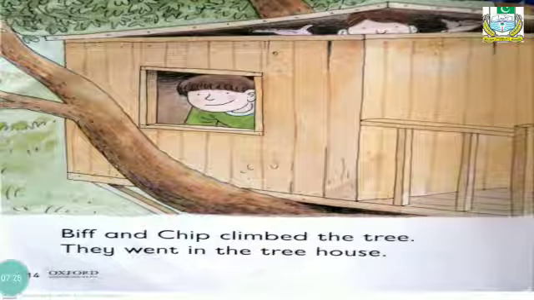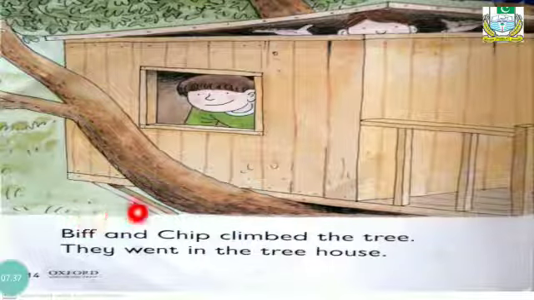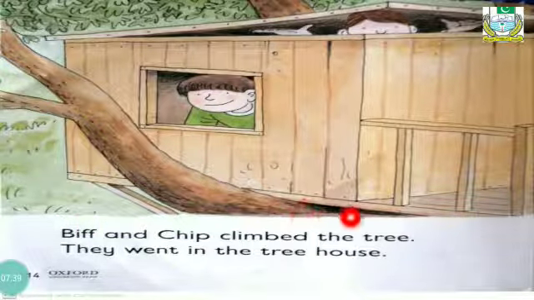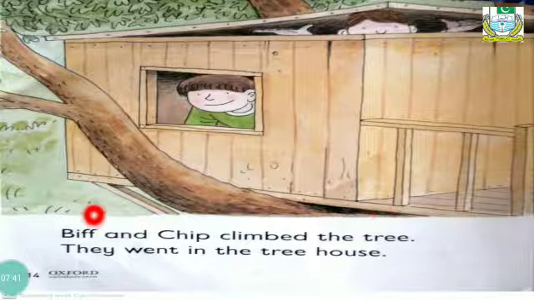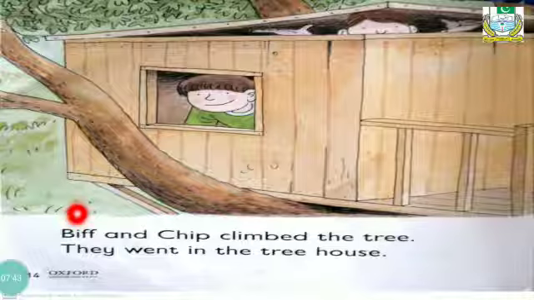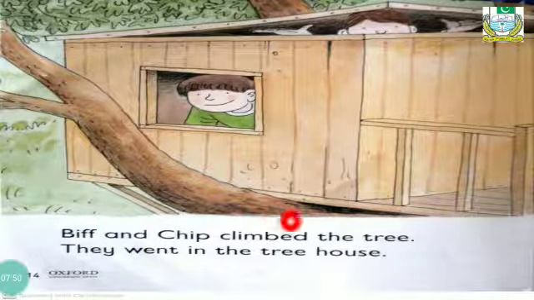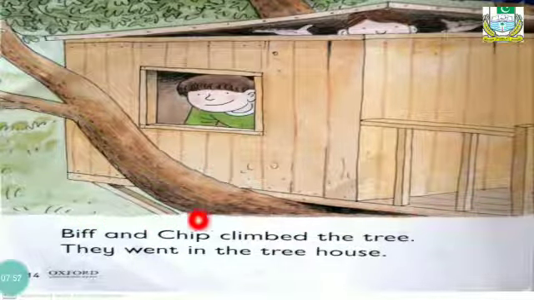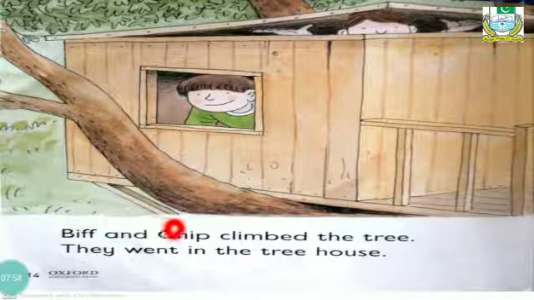Okay, here we are on page number 14. And what's going on in the picture? Let's read. Biff and Chip climbed the tree. Kipper climbed the tree. And then who else climbed the tree? Biff and Chip climbed the tree. They went in the tree house.